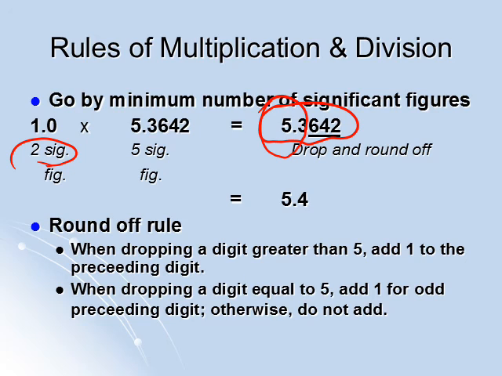Then we need to apply the round off rule. 6 is more than 5, so I need to add 1 to this number 3. That's why it became 5.4. Now what are the round off rules? When dropping a digit greater than 5, add 1 to the preceding digit. When dropping a digit equal to 5, add 1 for an odd preceding digit. Otherwise, do not add anything.